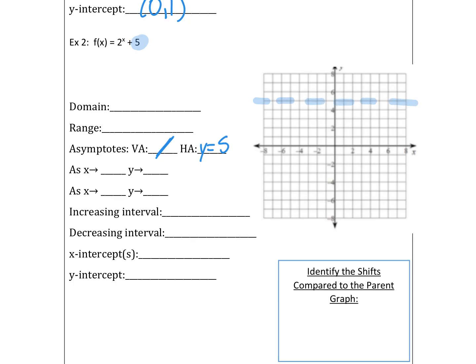And then on Desmos, I need some points on this thing. What you got? 0, 6. Anything else? 2, 9. That goes off a little bit. That's okay. All right. That's probably good.